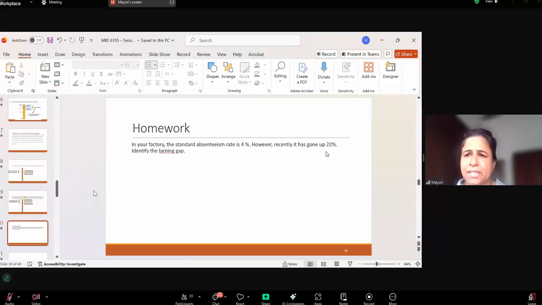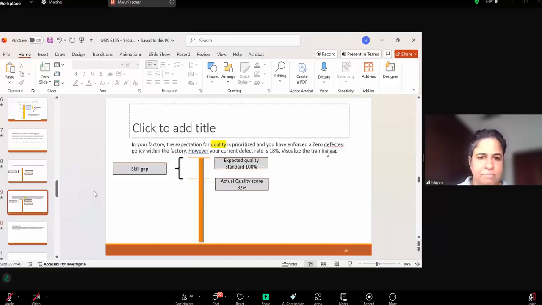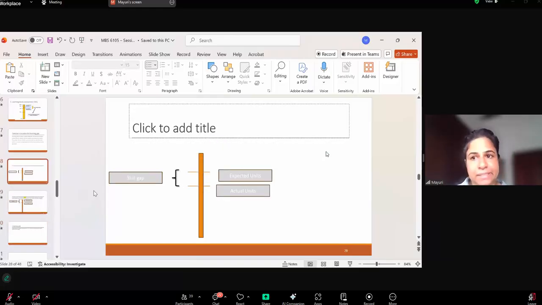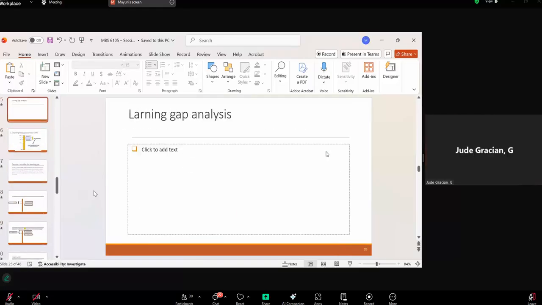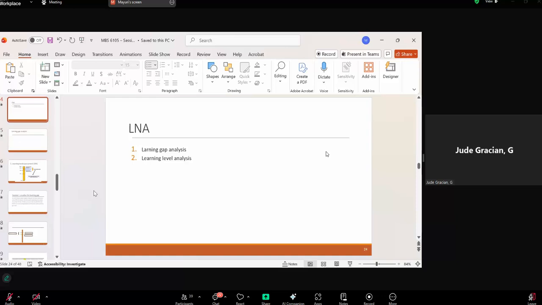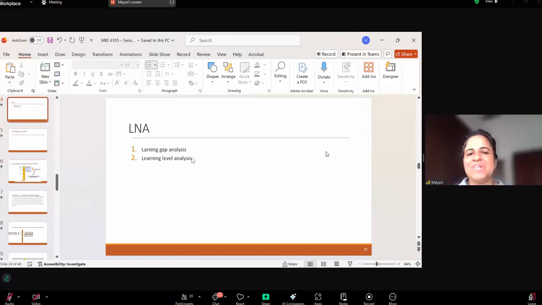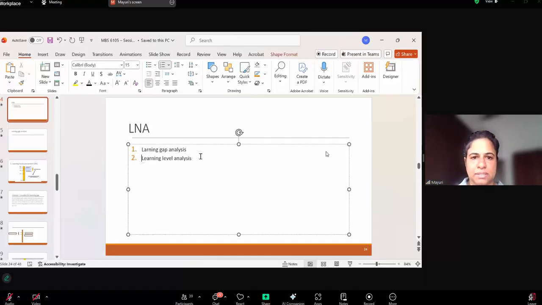Right. Now, is the gap analysis clear? Is the learning gap analysis clear to you? Yes, madam, now got it. Okay, now we will go to learning level analysis. The second step of the learning need analysis, we call it learning level analysis.